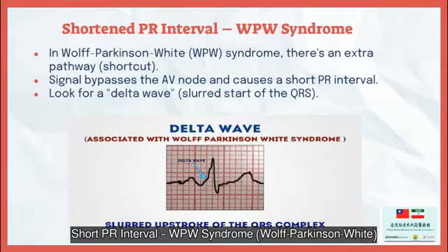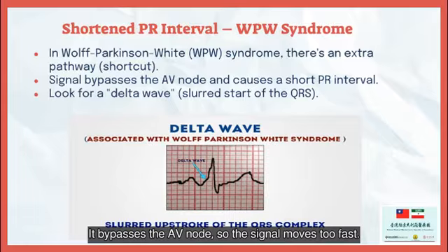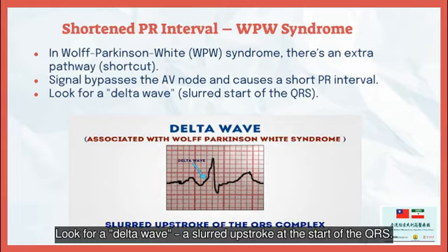Short PR interval, WPW syndrome, Wolff-Parkinson-White. There's an extra shortcut, extra pathway, in the heart. It bypasses the AV node, so the signal moves too fast. This makes the PR interval shorter than normal. Look for a delta wave, a slurred upstroke at the start of the QRS.